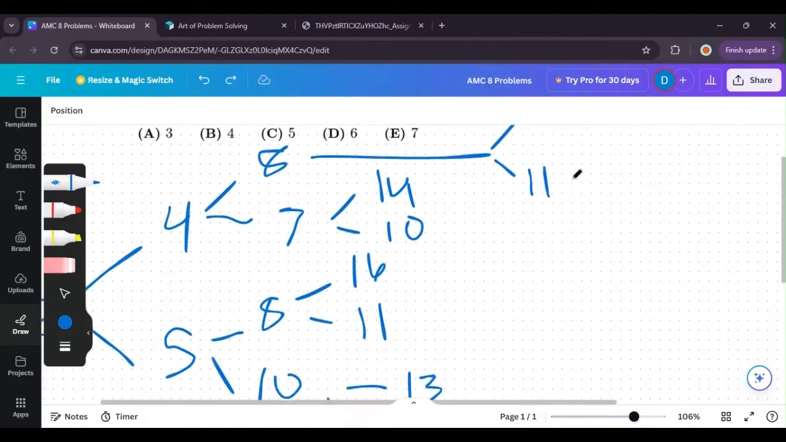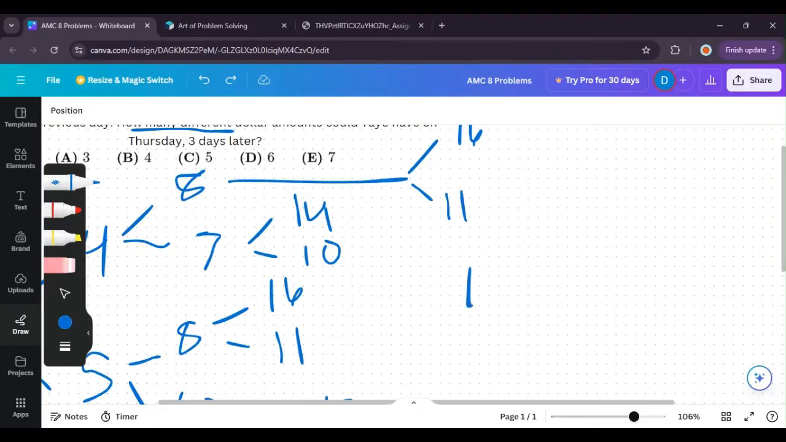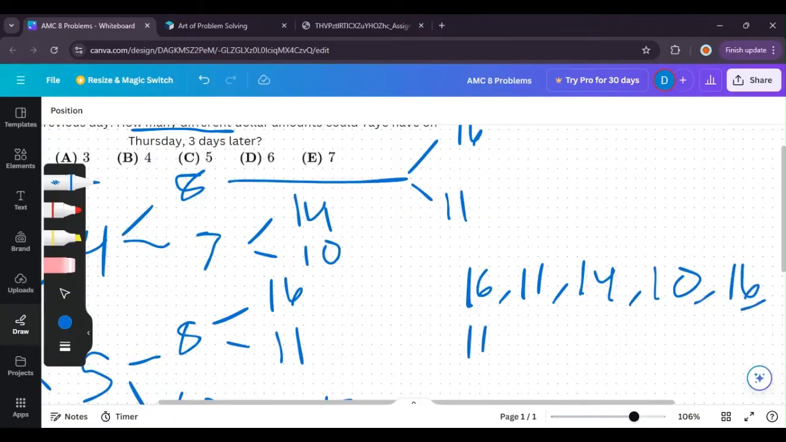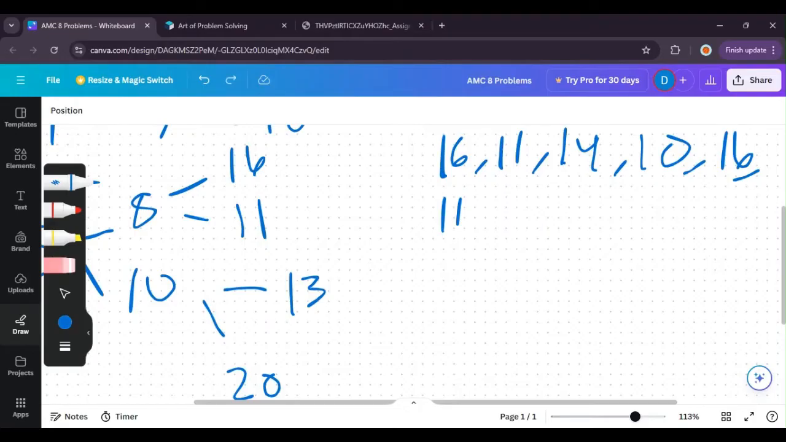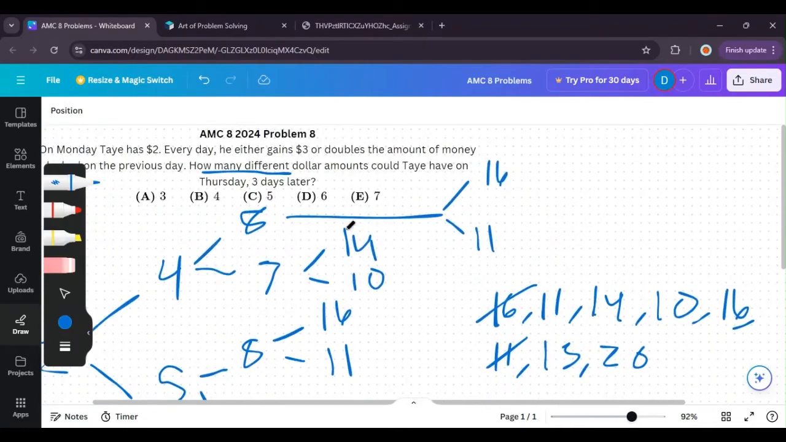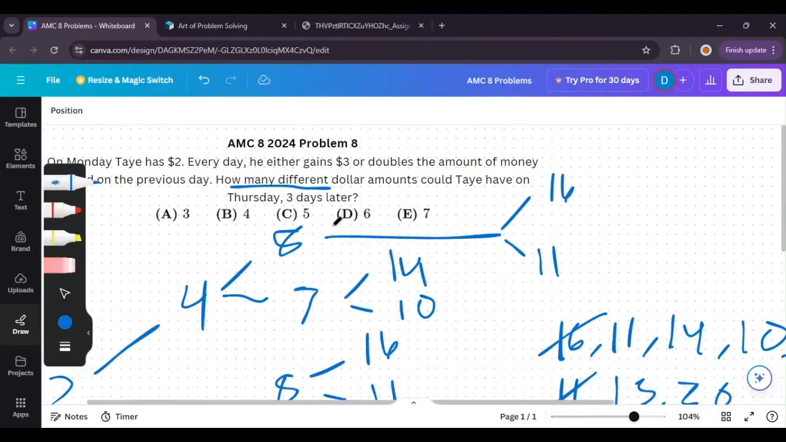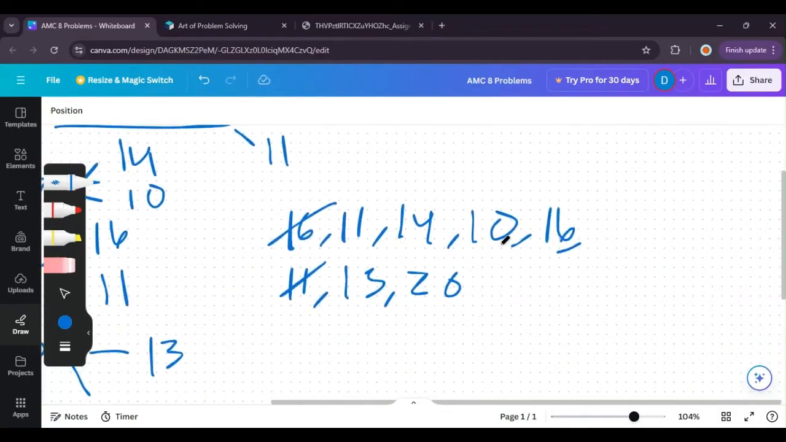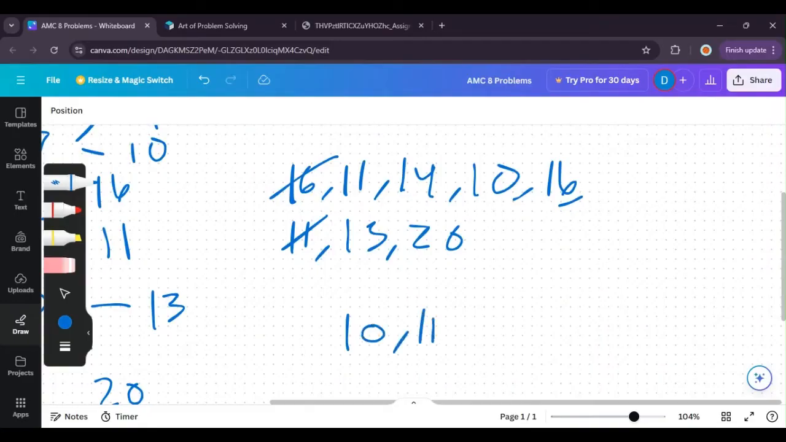And so the possible outcomes, we're going to start from the top. It can be 16, 11, 14, 10, 16, 11, and 13, and 20. And obviously, we're not going to count the overlaps. So 11, we want to make sure that there's only one 11 and one 16. So that means the only possibilities of the different dollar amounts that he can have 3 days later is 10, 11, 14, 15.